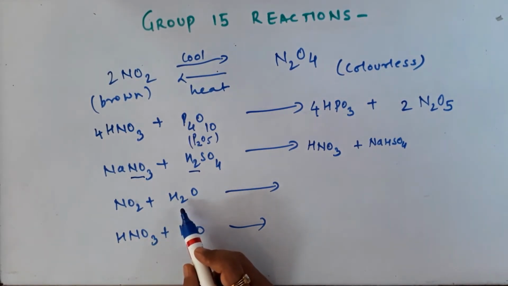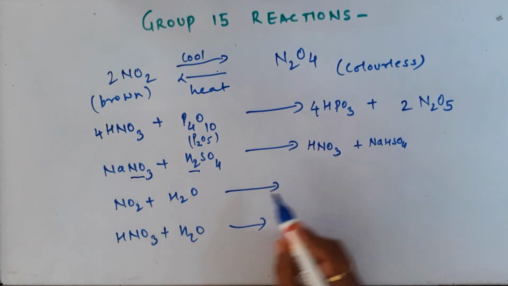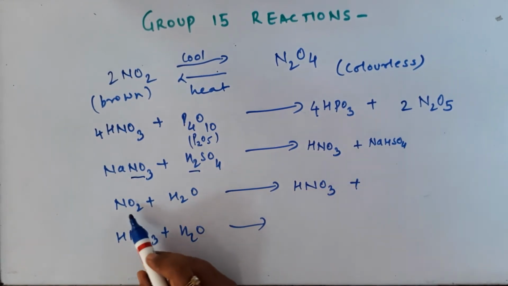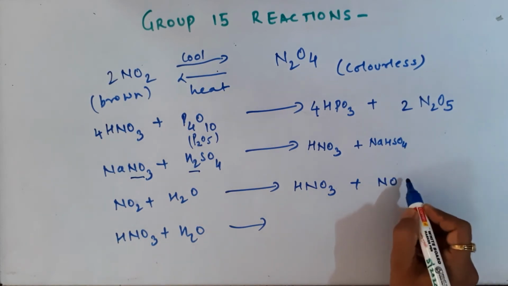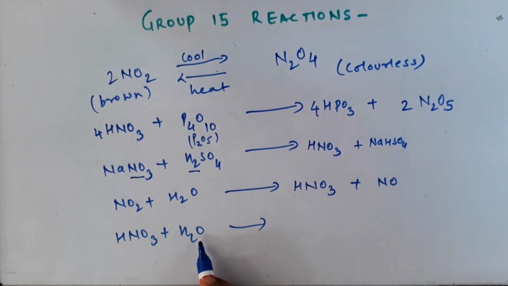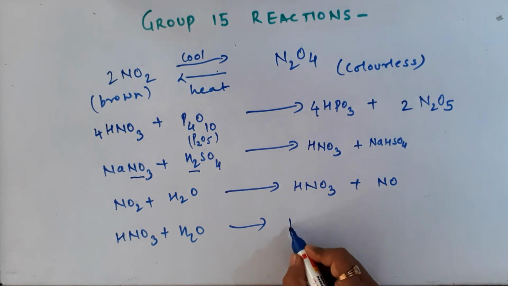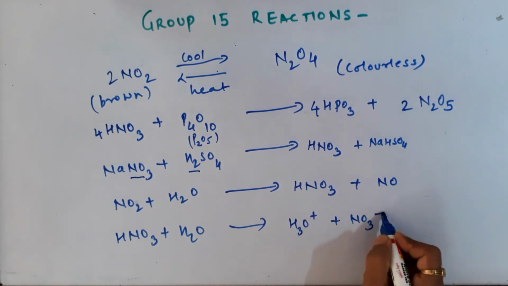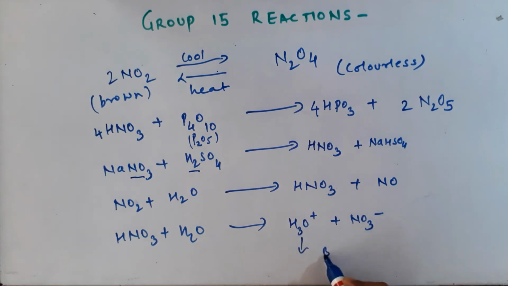This is again Ostwald's process. Last step, you will get the acid, 68% nitric acid, plus the byproduct nitric oxide. Nitric acid is mixing with water, so it will give you H3O+ and NO3-, showing that it is an acid. It can turn the blue litmus paper into red color.